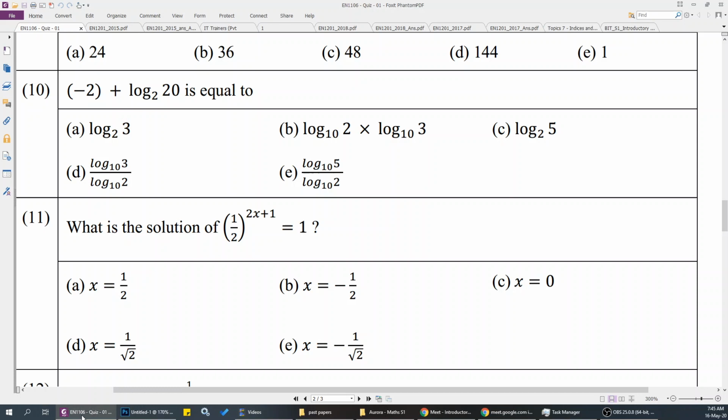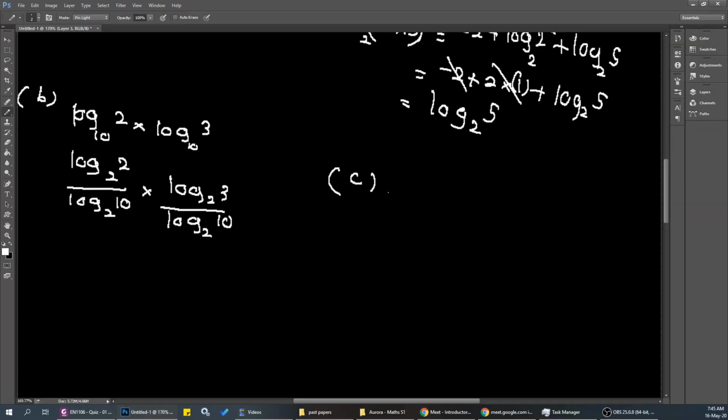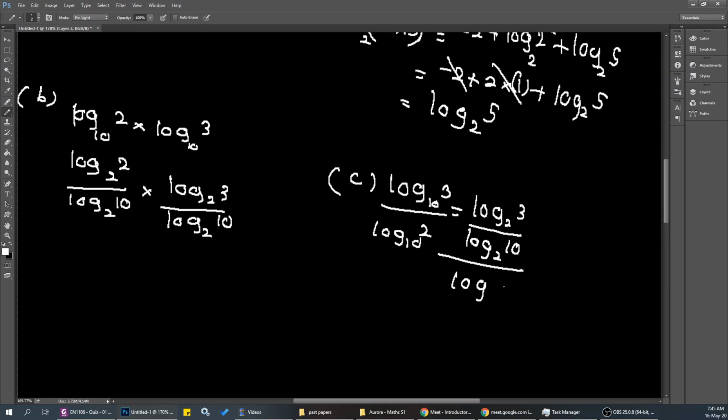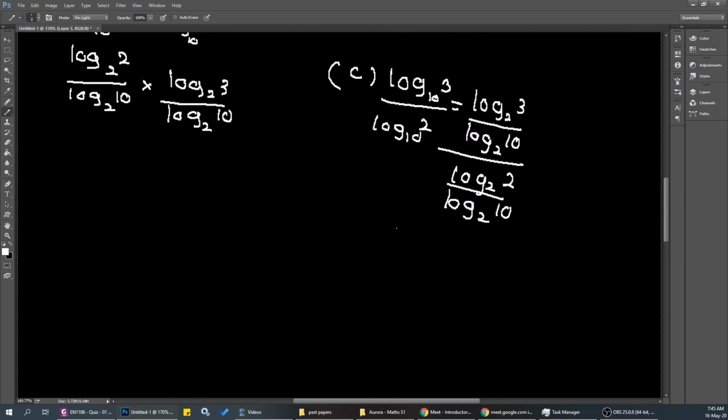In C we had, in D we had log of 3 to the base 10 over log of 2 to the base 10. I'm going to convert this to log base 2. So log of 3 to the base 2 over log of 10 to the base 2, over log of 2 to the base 2 over again log of 10 to the base 2, right? Then we have log of 3 to the base 2 over log of 10 to the base 10.